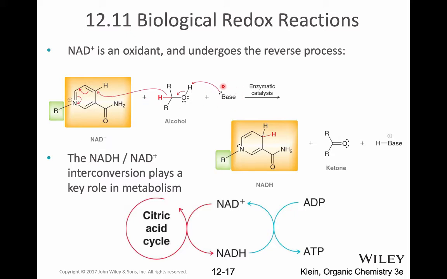In this case, what's going to happen is an enzyme with some kind of basic residue is going to remove the proton on an alcohol to make the carbon-oxygen double bond. And then H minus is going to attack this carbon here. This looks a lot like a nucleophilic aromatic substitution reaction, right? So the H minus attacks here, kicks this up to give you NADH. So this process of going from NADH to NAD plus back and forth allows redox processes to happen. And so this plays a key role in metabolism in the citric acid cycle.